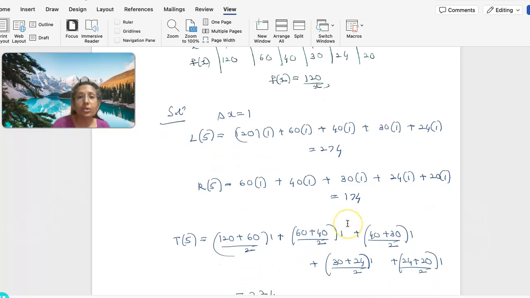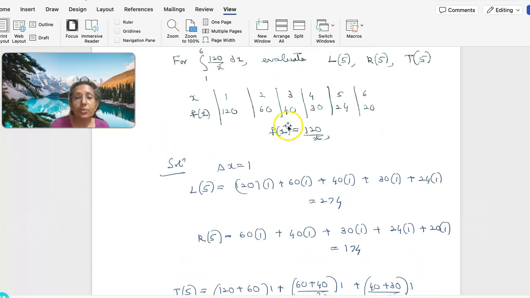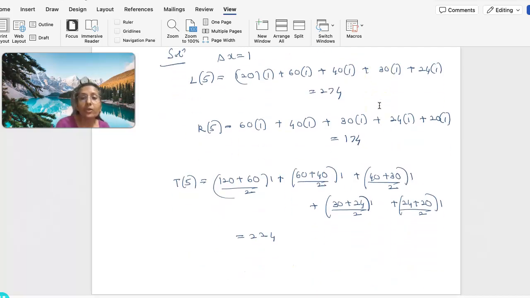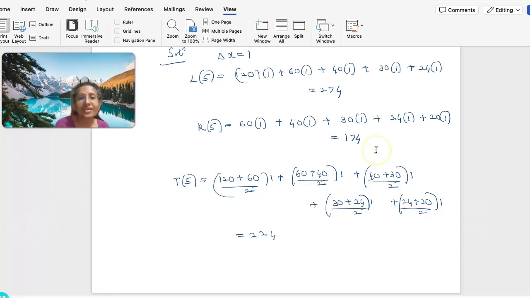And the trapezoidal rule will be (120 plus 60)/2 into 1 plus (60 plus 40)/2 into 1 plus (40 plus 30)/2 into 1 plus (30 plus 24)/2 into 1 plus (24 plus 20)/2 into 1, which will give you 224.